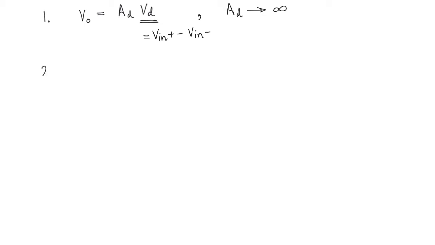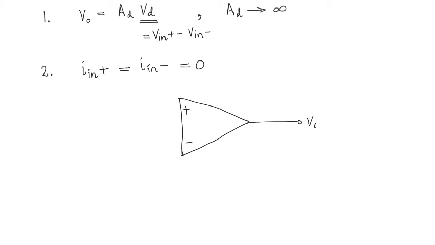Now, I want to talk about the second characteristic of the ideal op-amp model, which is that the currents that go into the input terminals of the op-amp, I in plus and I in minus, those are going to be equal to 0. Now, what do I mean by that? So let's just draw an op-amp circuit here. It's got two inputs and an output. Okay.